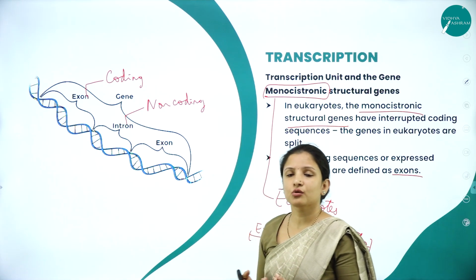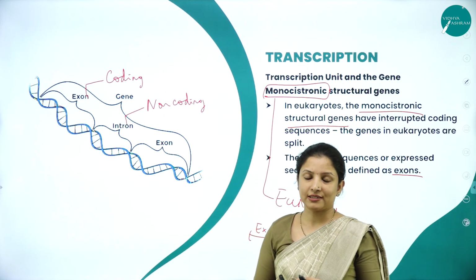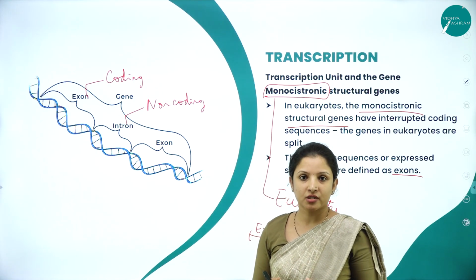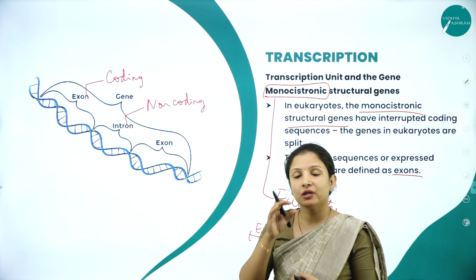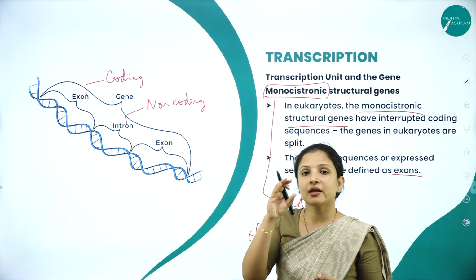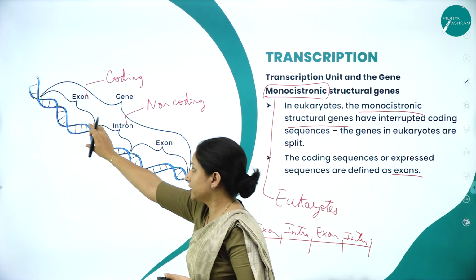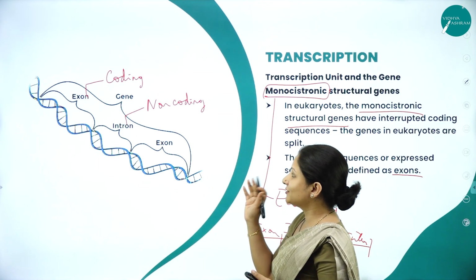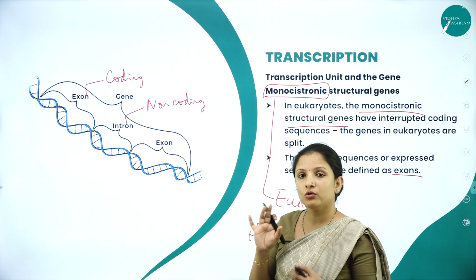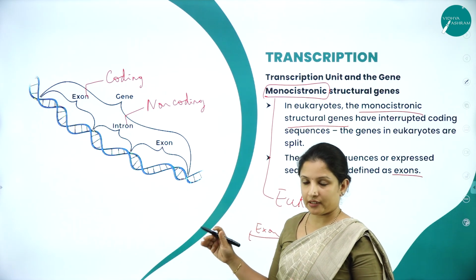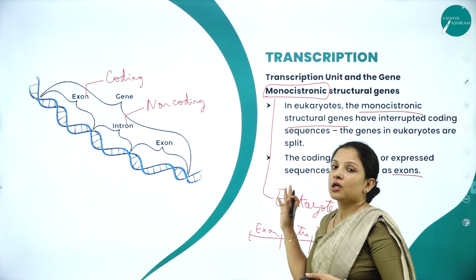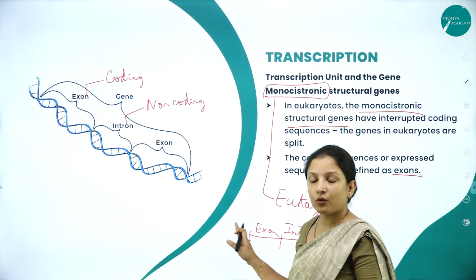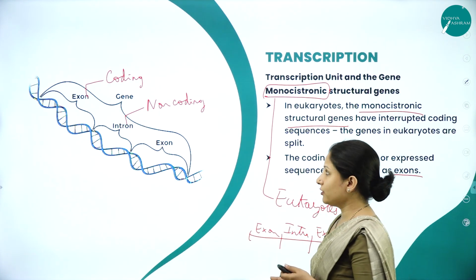Why? Because it doesn't code for any proteins or amino acids, so it has no function. And if it is there in between, it will interrupt when the tRNA adapter molecule is reading the strand. All that we'll study in the next session. So that is why introns need to be removed and only exons should be there in the strand. And because of that reason only, in eukaryotes, transcription is complicated when compared to prokaryotes.